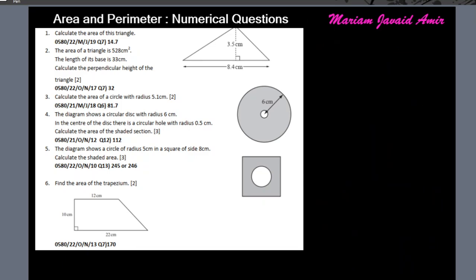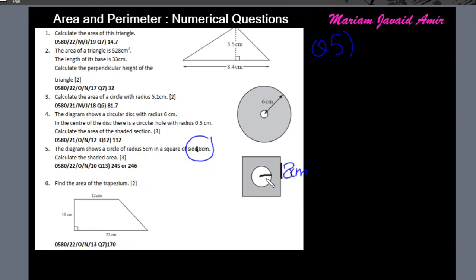Question number 5 is, the diagram shows a circle of radius 5 centimeters in a square of side 8 meters. So this is 8 centimeters, and I think this is actually 18 centimeters. There's a typing error in this question, so make this correction in your worksheet. This is 18 centimeters, and the radius is 5 centimeters.